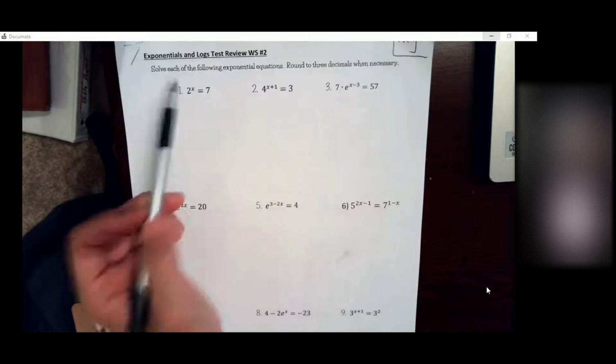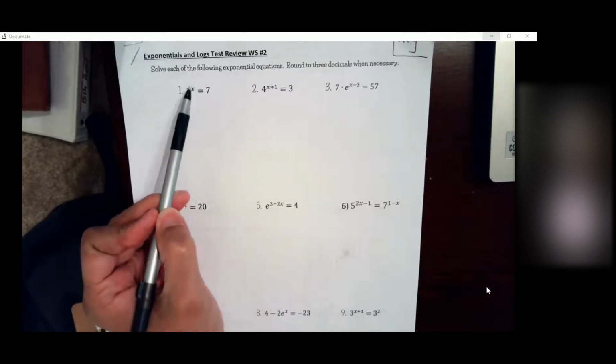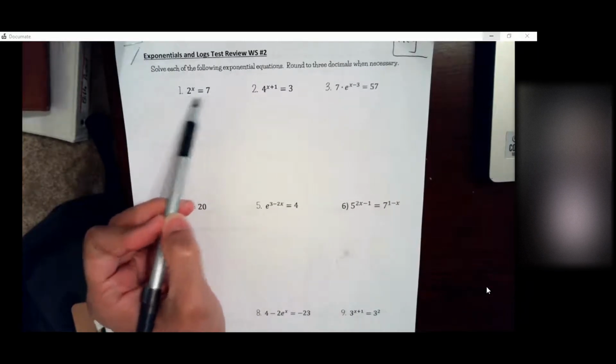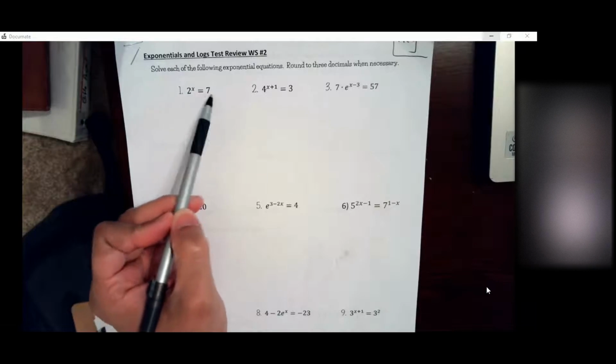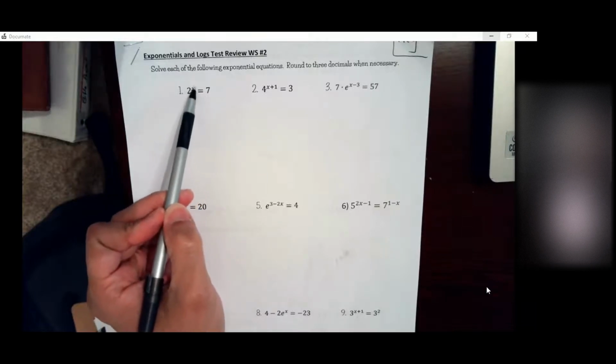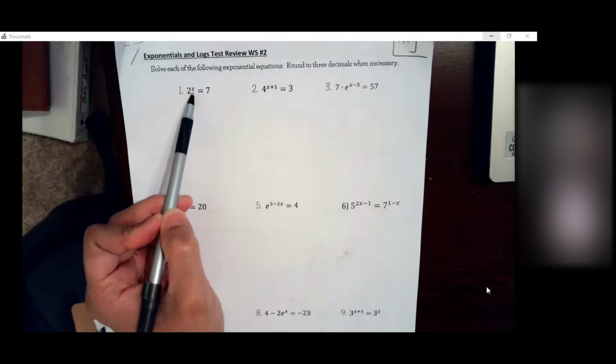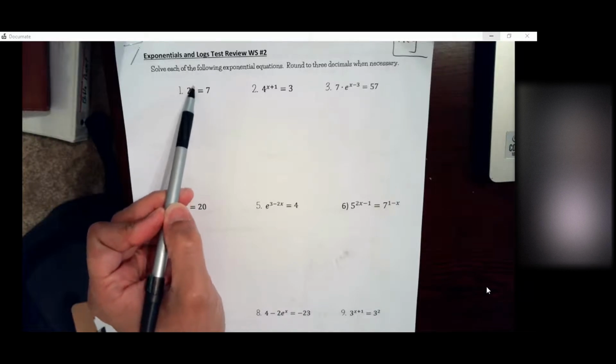How would you start this problem here? Solving for x. Okay, so we can't do same bases, right? It's not going to quite be easy to do that. So what can we do to find a way to deal with that exponent variable x? What can we do to both sides of the equation?